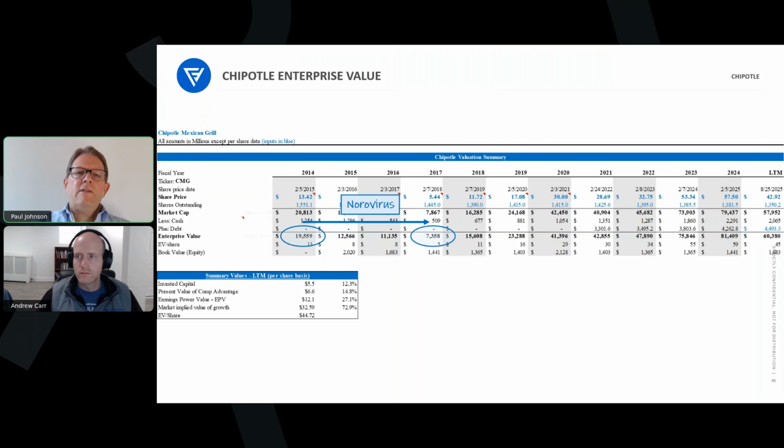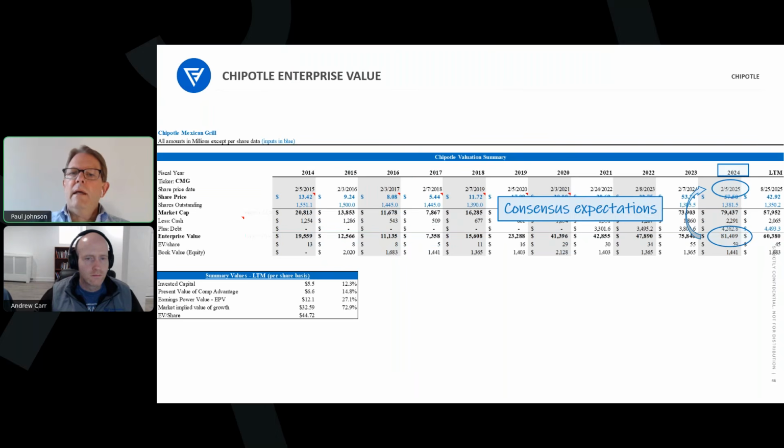All right, that's norovirus. It went from just shy of 20 billion down to 7.4 billion. And then you saw what happened after. This was this calendar year. They reported again on the 4th of February. They report that first week of February every year. Just the way it fell was the 4th. I priced it on the 5th. That was near the high of the stock. We had a market capitalization of $81.4 billion.